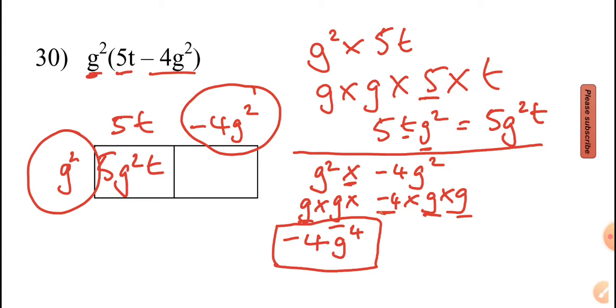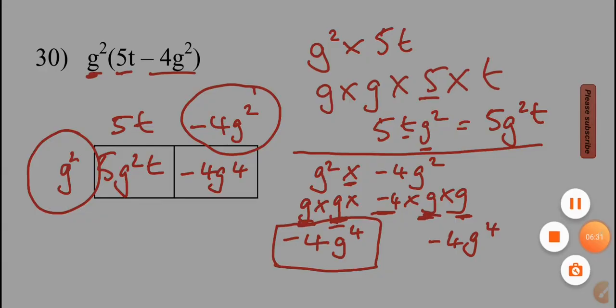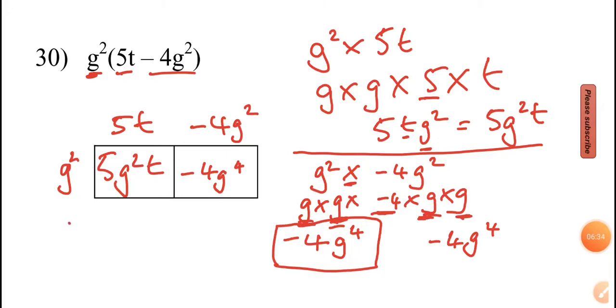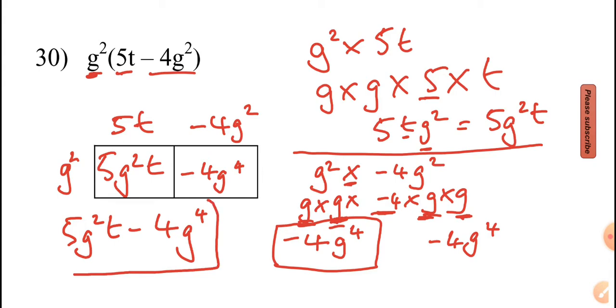So just to go over that one more time, because I saw minus 4 there, I put minus 4 down, and then it was 1, 2, 3, 4 g's, so it's g to the power of 4. That's how I got minus 4g to the power of 4. So just copy that down, minus 4g to the power of 4. Should be a bit smaller, like that. So the final answer is 5g squared t minus 4g to the power of 4. So this here is the final answer.